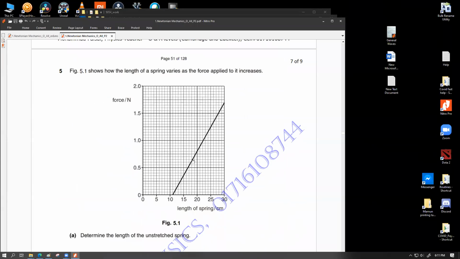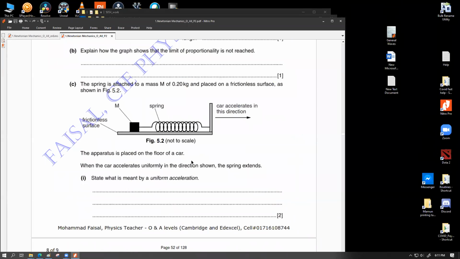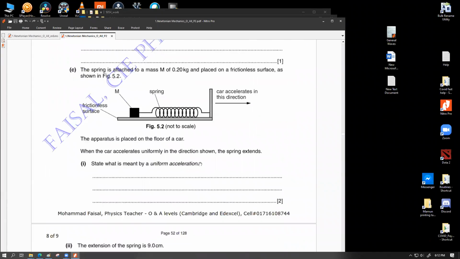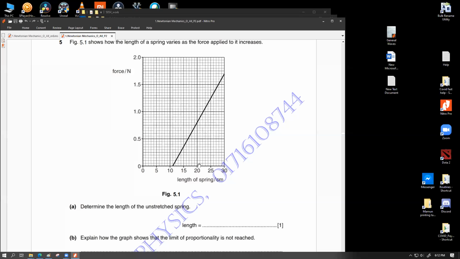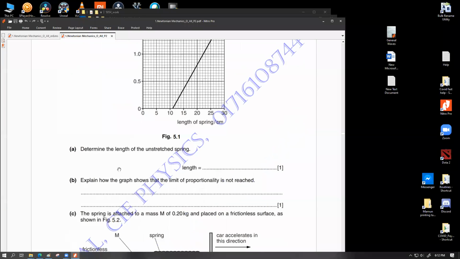Tell me anything that you couldn't solve or that looked very difficult, or where the mark scheme didn't make sense. Sir, I have a problem in number 5. Which one? Sir, the last one, 5.2. Okay. The graph shows how the length of the spring varies as the force applied to it increases, force versus length. The original length was 11 centimeter, and from there it goes extension. Unstretched length is 11 centimeter. Determine the length of the unstretched spring. Explain how the graph shows the limit of proportionality is not reached.